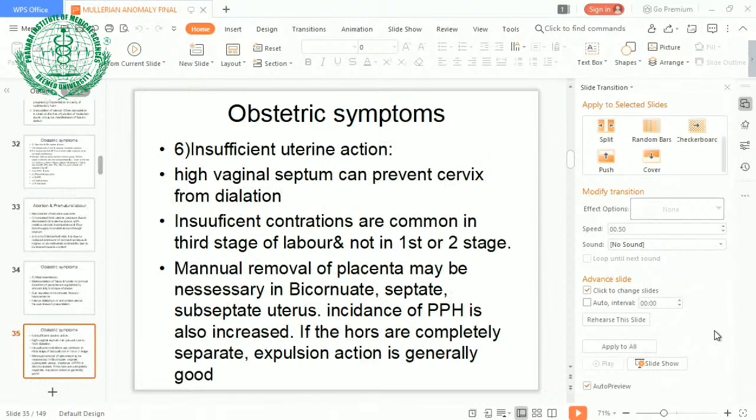Insufficient uterine action. A high vaginal septum can prevent cervical dilatation, but insufficient contractions are more common in the third stage of labor and not in the first and second stage of labor. MRP may be necessary in a bicornuate or a septate or subseptate uterus, and obviously the incidence of PPH is also increased in these patients. If the horns are completely separate, like you have in uterus didelphys, the expulsion action is generally good. It doesn't cause any problem.